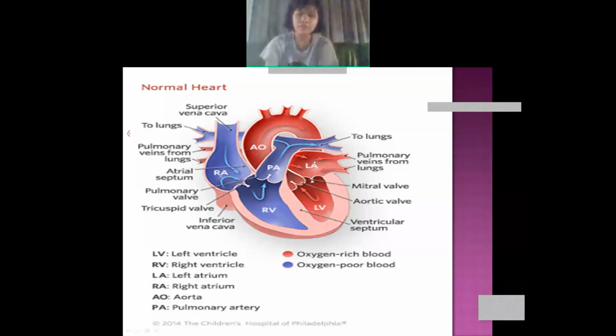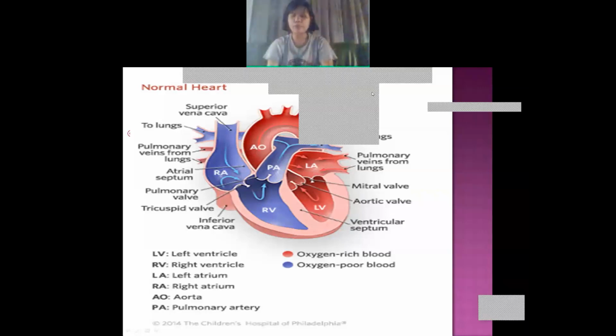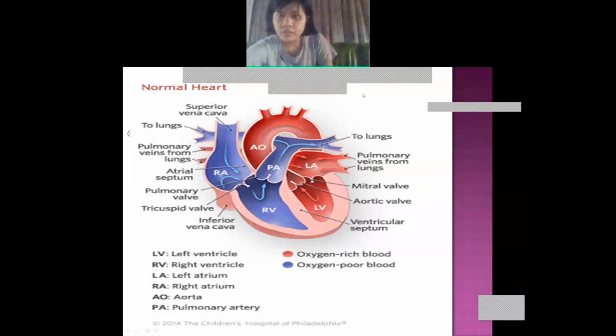Okay, is it clear now, everyone? Circulatory system of the heart. Yes, ma'am. Okay, no doubts anymore. I hope there are no doubts.